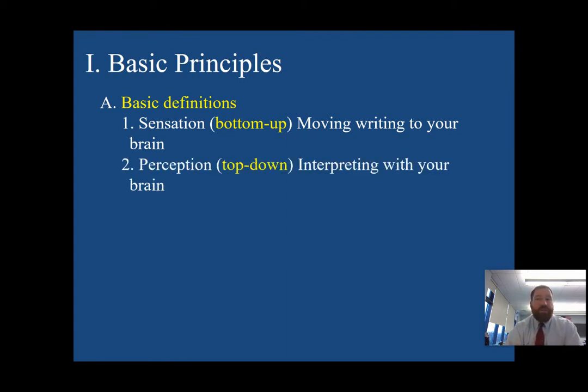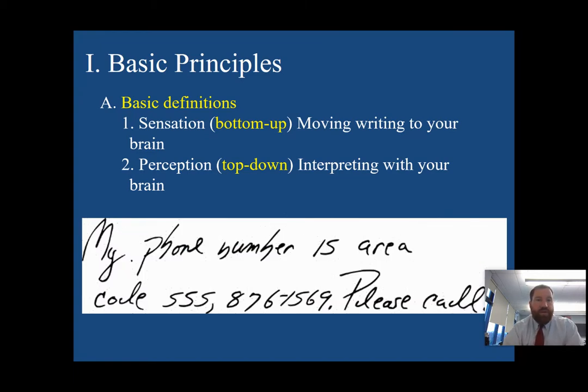Whereas perception tends to be top down. That's where our brains focus on interpreting the things that we're doing and then sending that information back out. So a good example here is this. You're probably reading this as: my phone number is area code 555-867-1569. Please call.